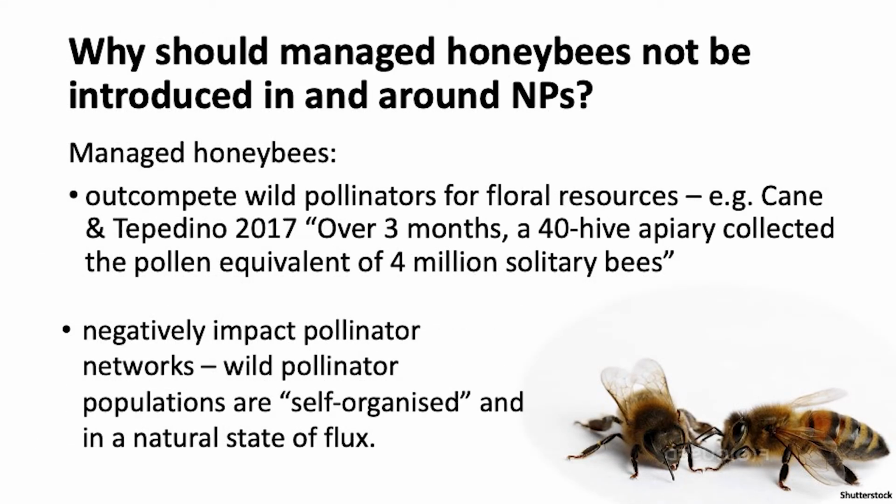So there are a wide range of implications for wild pollinators if we introduce managed hives or bees in national parks. Managed bees outcompete wild pollinators for floral resources. And one study that I read, the results said that over 3 months, a 40-hive apiary collected the pollen equivalent of 4 million solitary bees, and that for me was quite an eye-opener. They also negatively impact pollination networks. Pollinator populations are self-organized and they are in a natural state of flux. So unnaturally increasing the population of a single species, particularly of generalists like honeybees, will have negative knock-on effects on other species, on other plants and other animals.